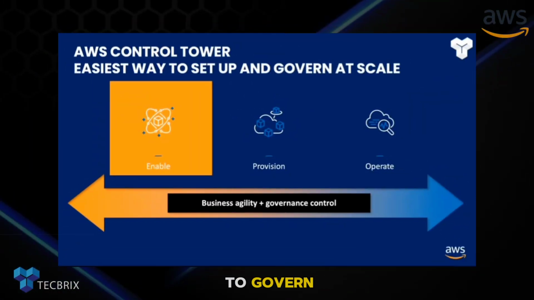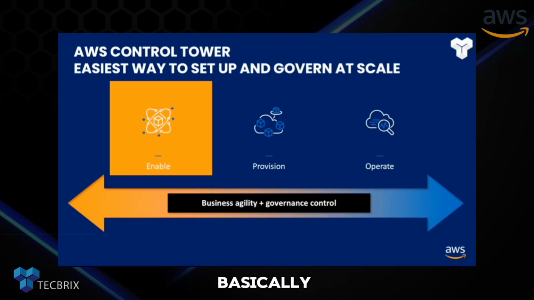When you want to govern at scale, for example, if there is a financial organization and they want to migrate to the AWS cloud, what we usually recommend is three stages. One is enable, the second is provision, and then operate.